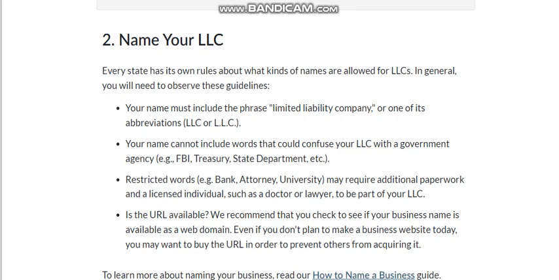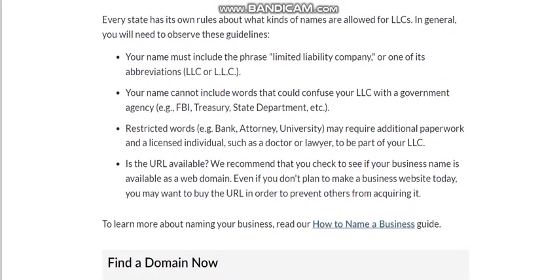Restricted words include bank, attorney, and university. Many require additional paperwork and a licensed individual, such as a doctor or lawyer, to be part of your LLC. Is the URL available? We recommend that you check to see if your business name is available as a web domain. Even if you don't plan to make a business website today, you may want to buy the URL in order to prevent others from acquiring it.